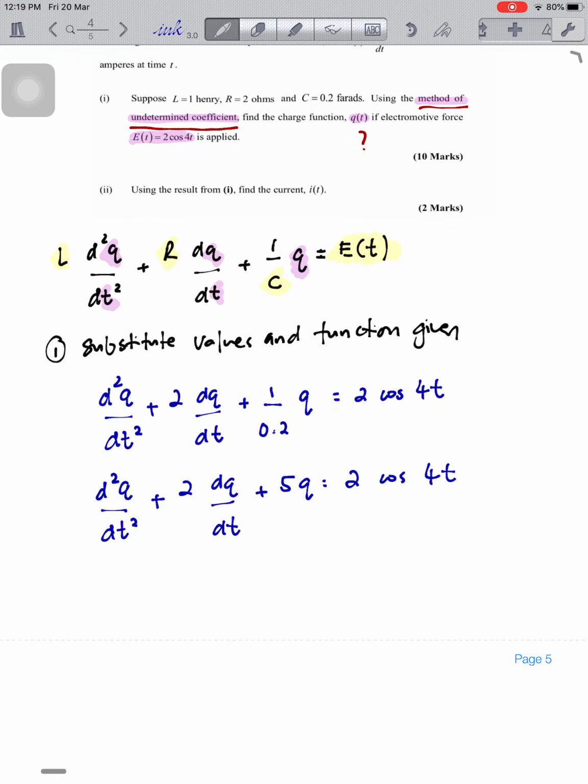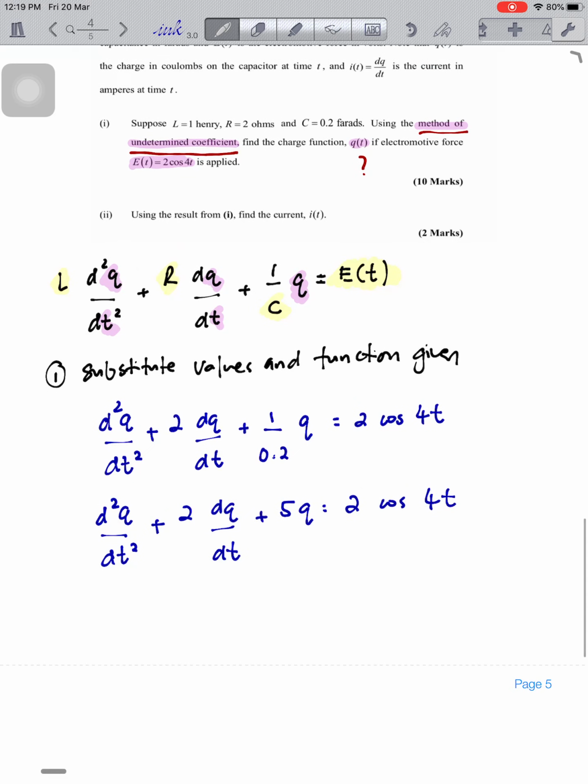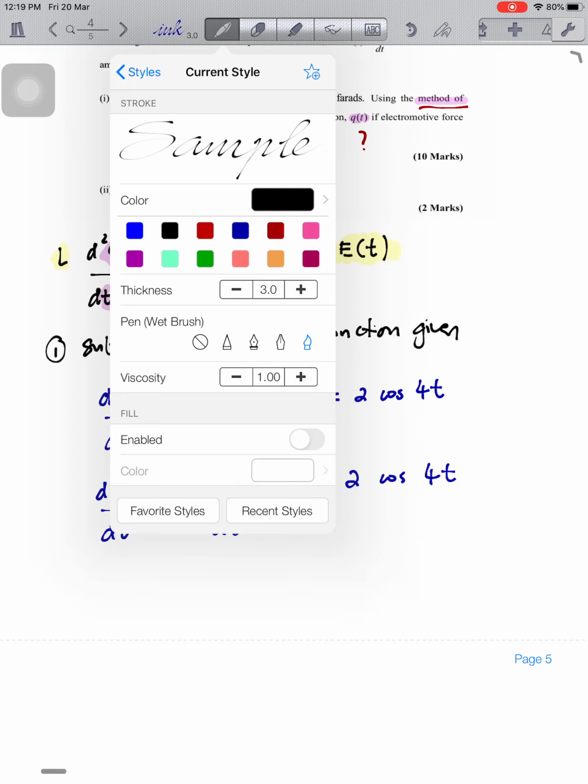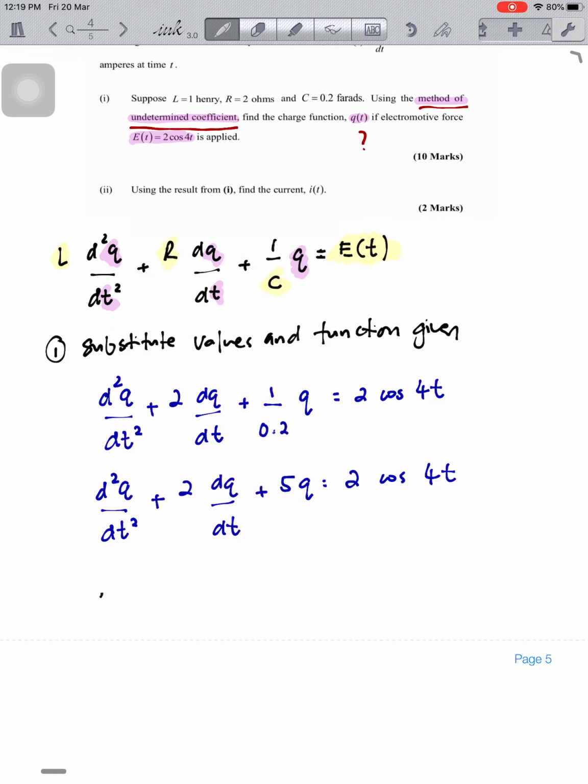And according to the question given, we are going to use the method of undetermined coefficient. Remember, if you're using the method of undetermined coefficient, your solution for this case is going to be q, because q is our dependent variable.